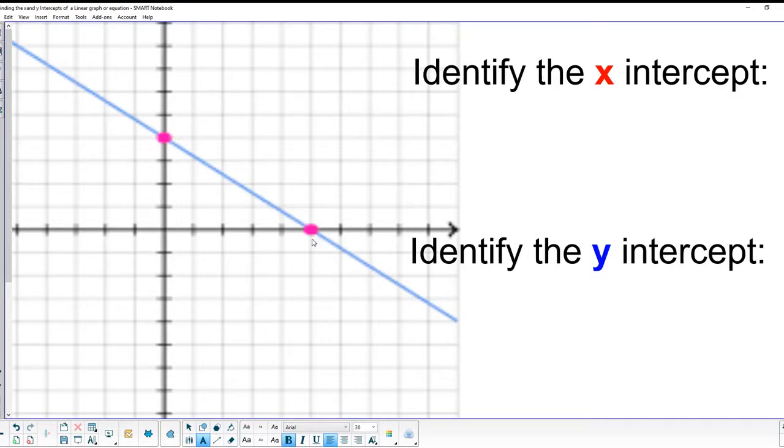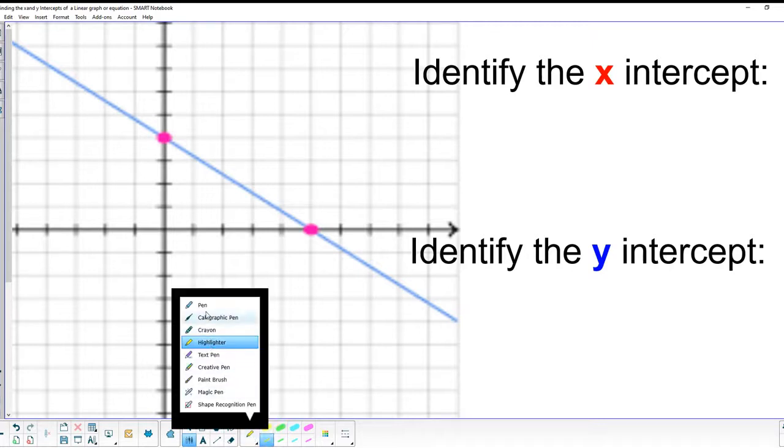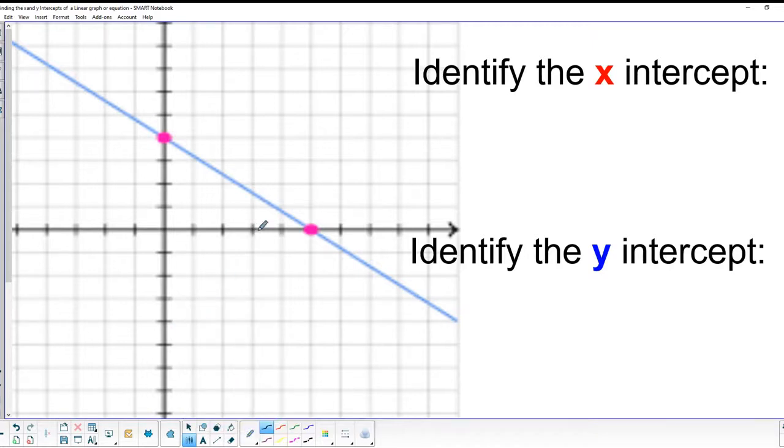Let's start with the x-intercept. And I'll grab a little marker here so we can write it down. Okay, so the x-intercept is this point right here. Let's count over. 1, 2, 3, 4, 5. So that is the point x is 5 and y is 0. So that's the x-intercept, (5, 0).